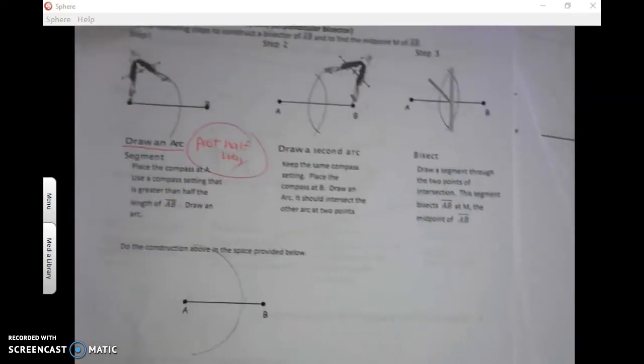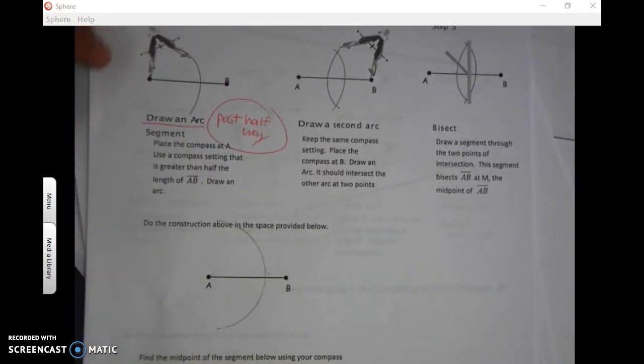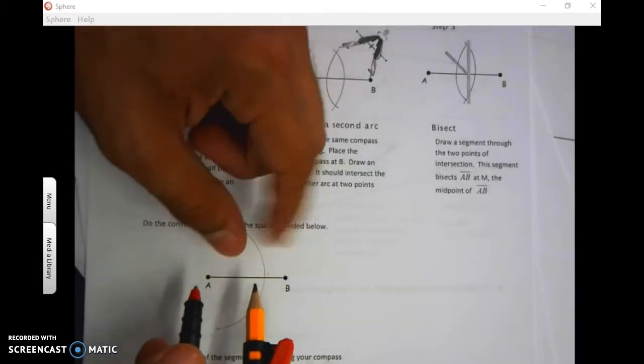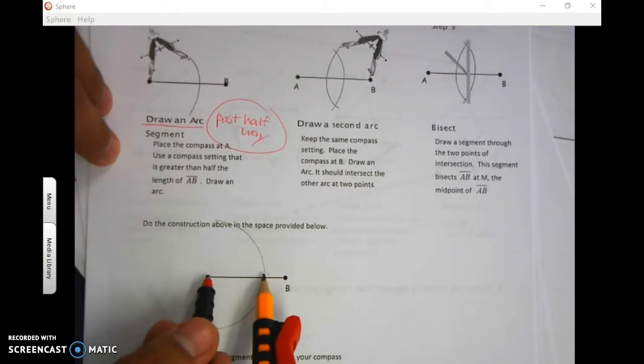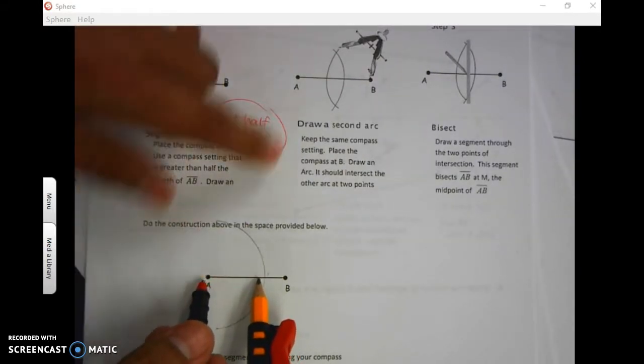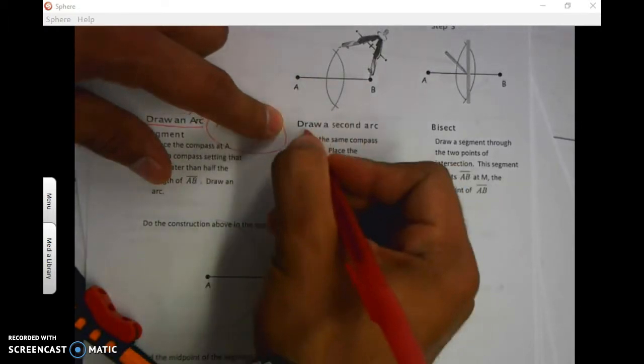Okay. Now I'm going to rotate my paper just to make it nice, and then I'll put it back. Okay. So I drew an arc. Once you draw that arc, do not change your compass. Do not make it bigger or smaller. I drew my arc starting at point A, and then step 2 says draw a second arc.